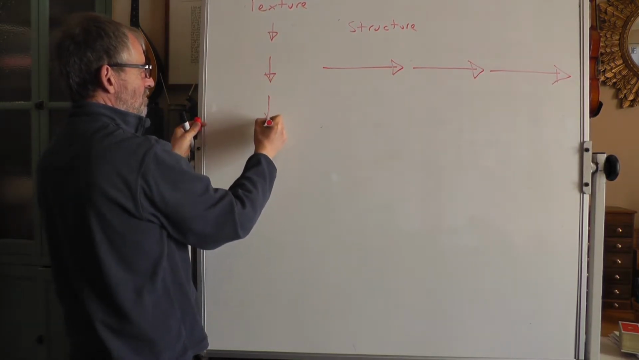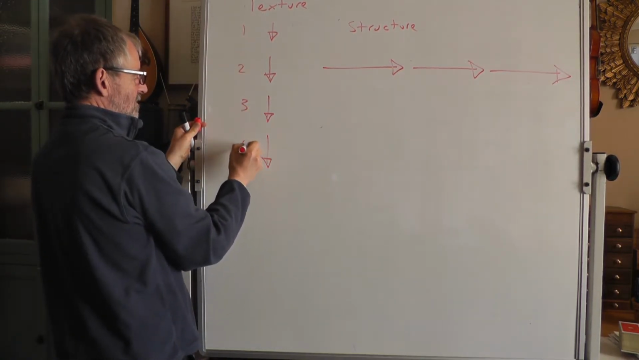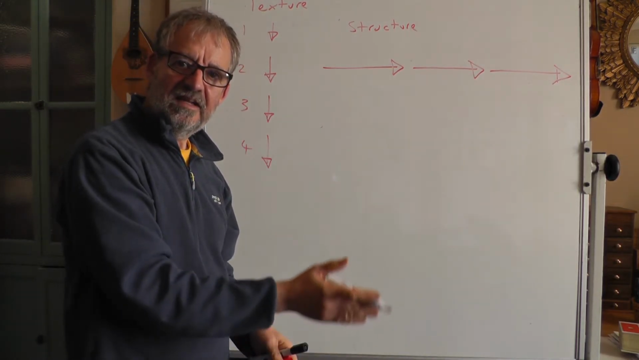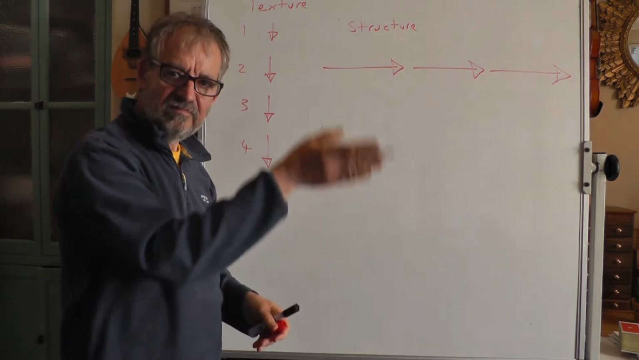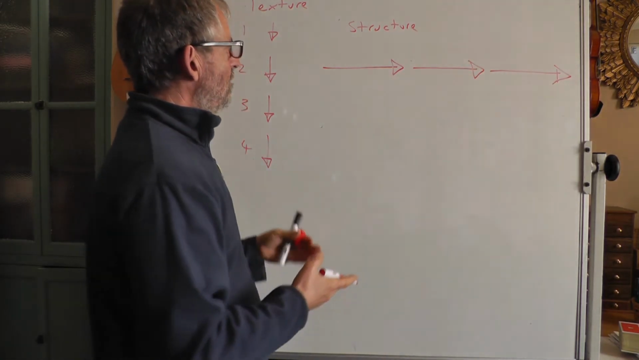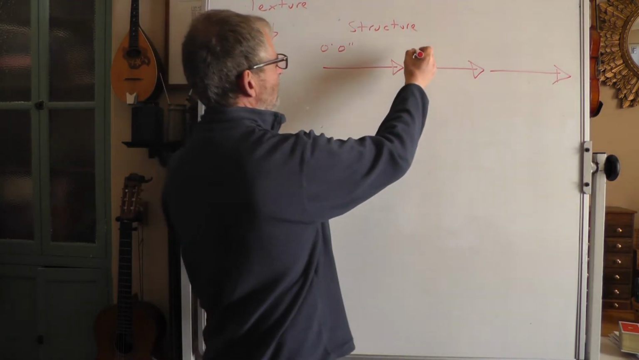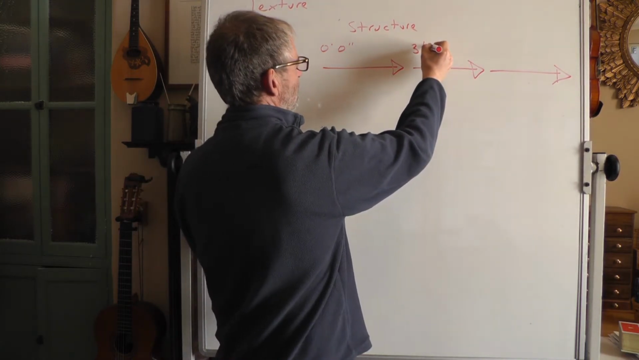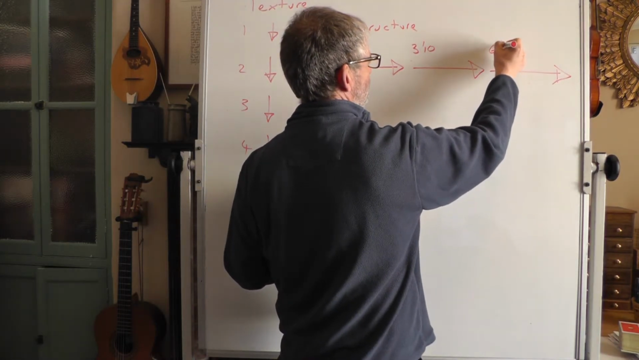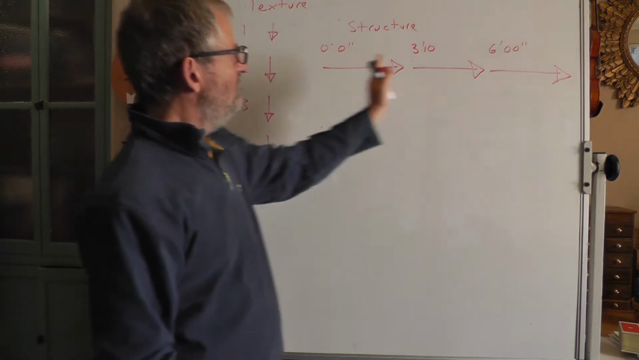So if we zoom in on a piece of music and we have a look at all the different parts playing, we can look at the texture, a bit like cutting through a really clever coloured cake and really seeing what's going on at each layer. But structure is to do with time. So at 0 minutes and 0 seconds, and then maybe at 3 minutes and 10 seconds, let's say, and then maybe at 6 minutes, or however long our piece is. Okay? So structure is like this.